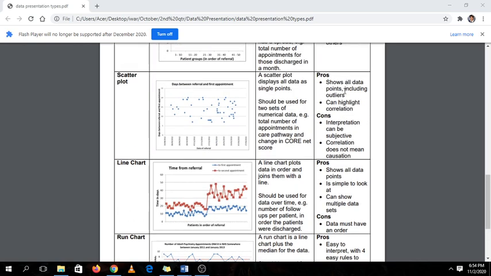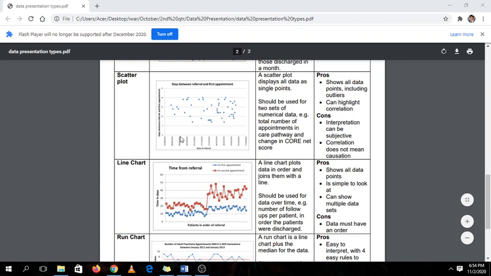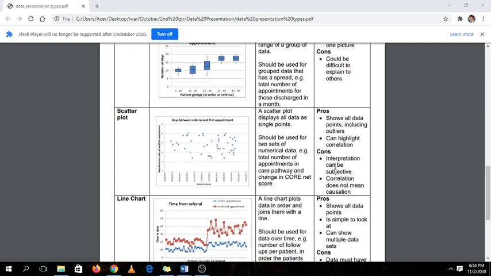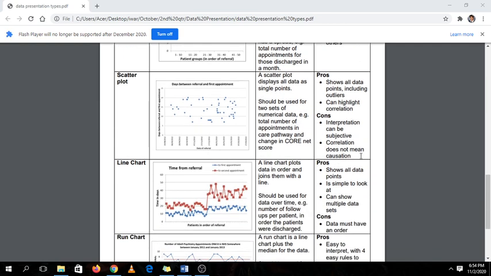Shows all data points including the outliers. So you can see mga outliers, ang mga outliers amo na sa mga solo or mga highest or lowest point sa aton nga data. So, can highlight correlation. Okay, so kung magtaas pa lang isa ka data, magamay ang isa ka data, you can see that using the scatter plot. Interpretation can be subjective, that's one disadvantage. And correlation does not mean causation.